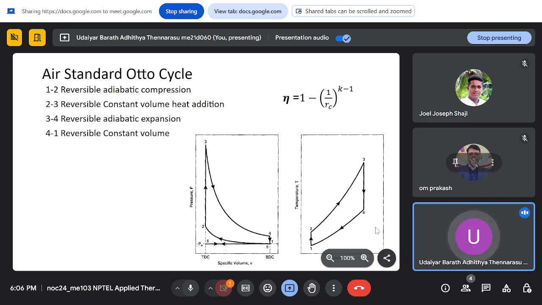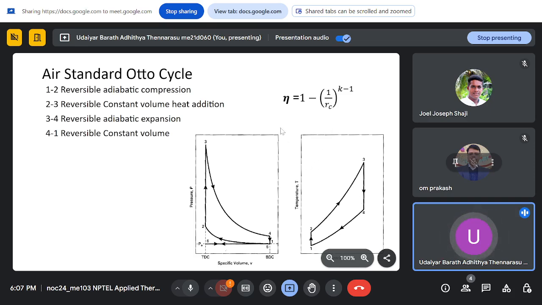So the same thing I have shown in a temperature entropy diagram. So 1 to 2 is a reversible adiabatic process, so as an isentropic process, entropy is constant, and then 2 to 3 is an isobar, and similarly 3 to 4 adiabatic, and 4 to 1 it's an isobar. So in this Otto cycle you have 2 isobars and 2 reversible adiabatic processes.